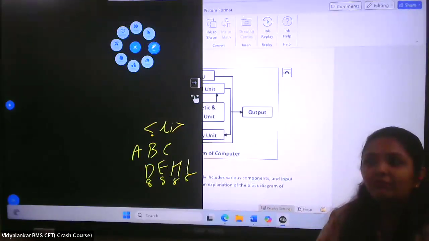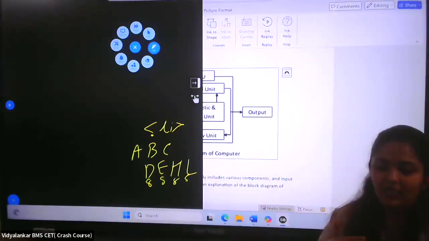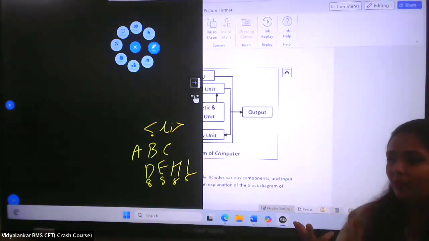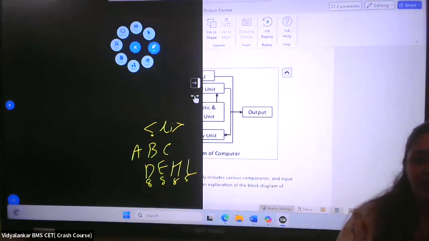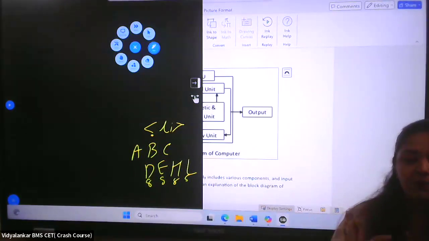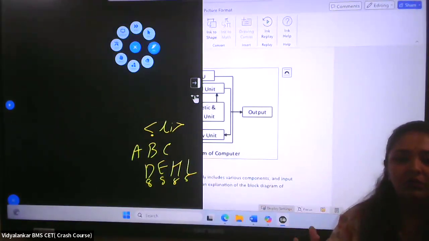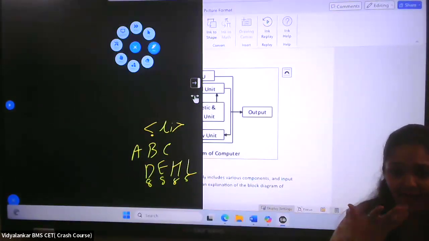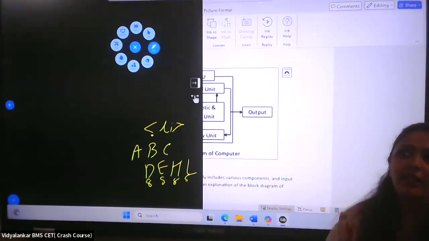Fine. Then कितनी buses हैं computer system में? 3. Which are those 3? Data bus, address bus and control bus. Can you tell me the direction for data bus, for address bus, for control bus? And what does the control bus basically do? Yeah, sends the controlling signals and communications with all the components. Fine. What does the data bus carry? What does the address bus carry? Address.